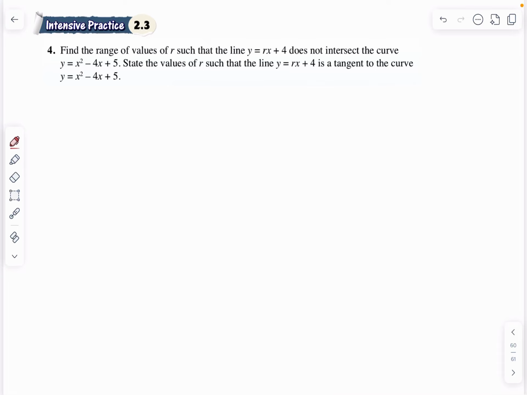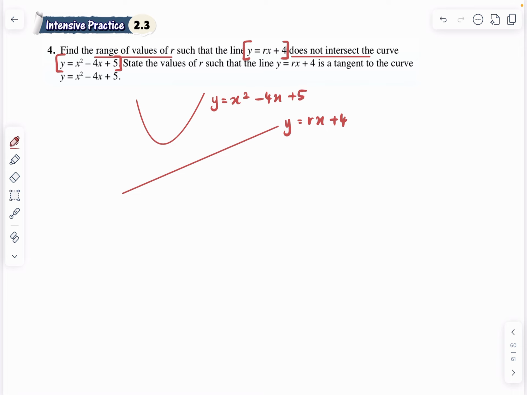Question 4. Find the range of values of r such that this line does not intersect the curve, this one. Right. So let's look at this. This is a straight line, y equals rx plus 4. And we have one curve, this is y equals x squared minus 4x plus 5. And they do not intersect.